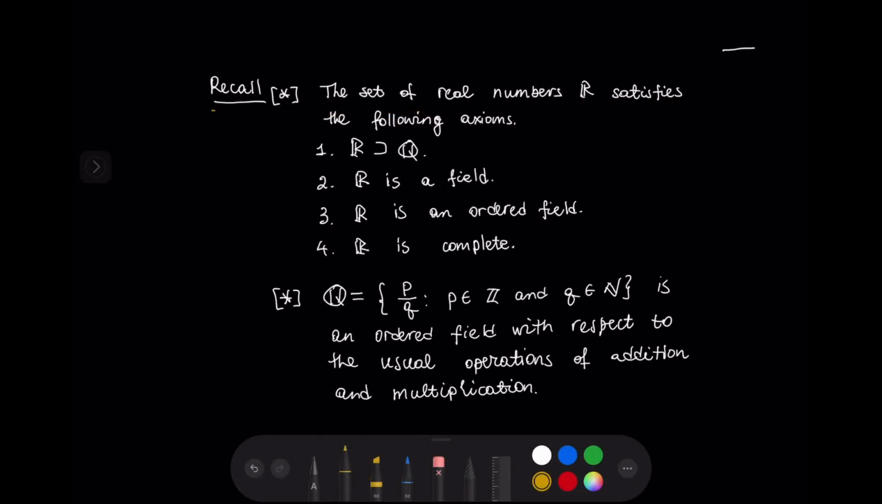So let us recall that in the last two lectures, we have been trying to describe the set of real numbers, which we denote by R. And so far, we have mentioned that R satisfies the following axioms. R contains the set of rational numbers. R is a field, and we defined what a field is.